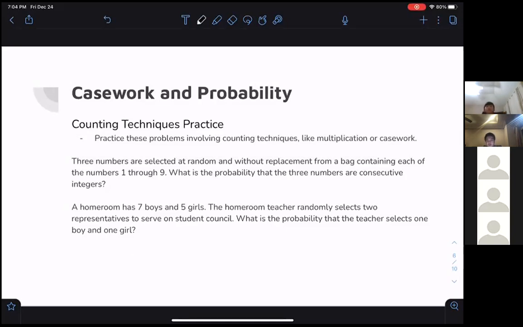So 3 numbers are selected at random without replacement from a bag containing everything from 1 through 9. What's the probability that the 3 are consecutive integers? And the second one, a homeroom has 7 boys and 5 girls. The teacher randomly selects 2 representatives to serve on student council. What's the probability that the teacher selects one boy and one girl?